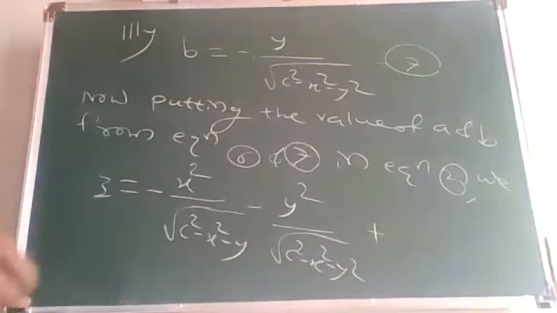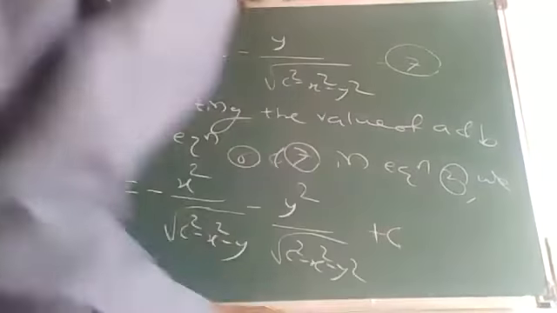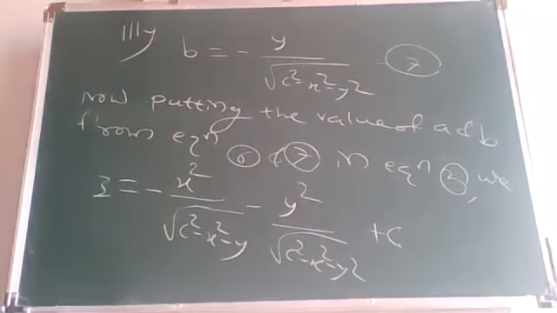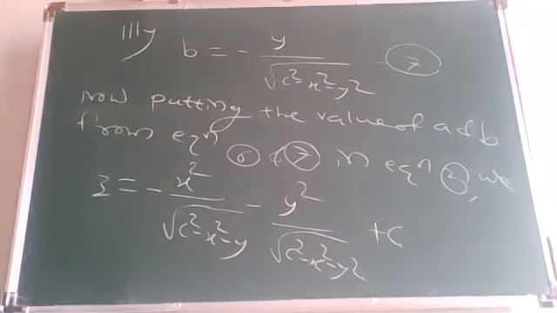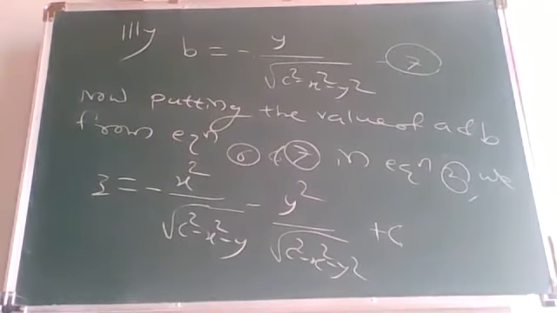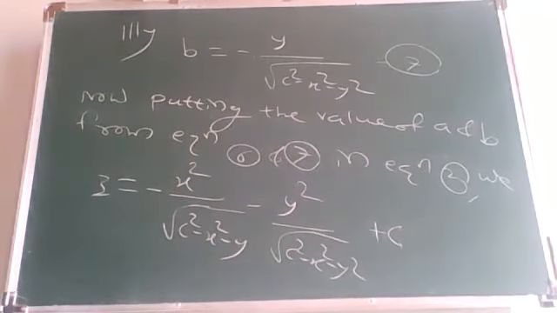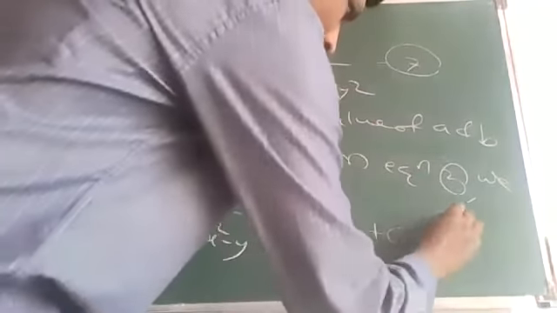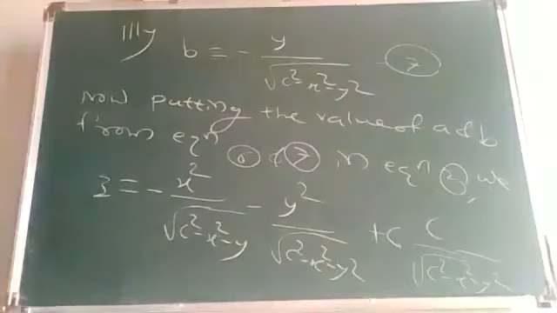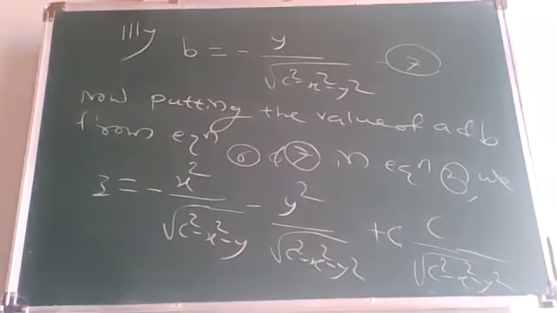Plus capital C, and put the value of square root of 1 plus a square plus b square from above. And the value is into C, like that, divided by square root of, check that the value, c square minus x square minus y square. Check first and then write.